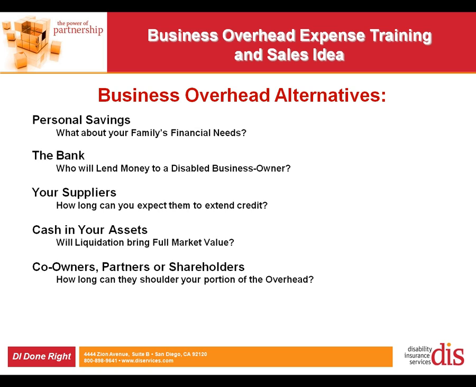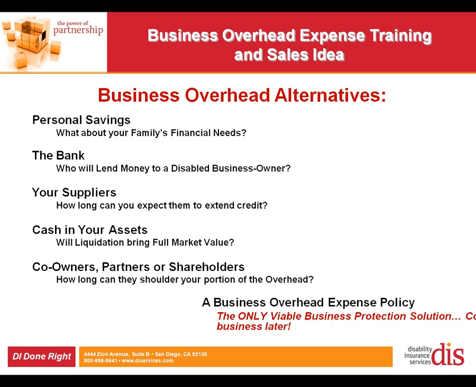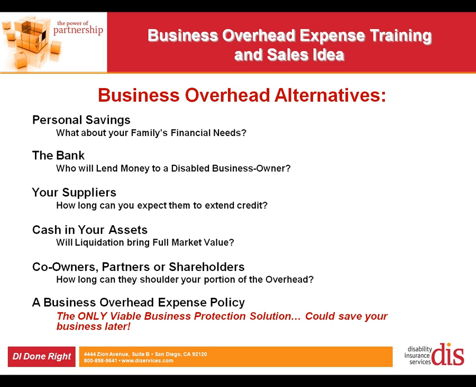Your partners, maybe you're not the only business owner in that business, but you've got co-owners, partners, shareholders. They may be able to shoulder the burden of you being out for a certain period of time, but how long can they shoulder that burden? How long can they continue to pay your portion of those overhead expenses? And so that's really, folks, why a business overhead expense policy is the viable solution to being able to protect your business, and that could ultimately save your business in the long run.